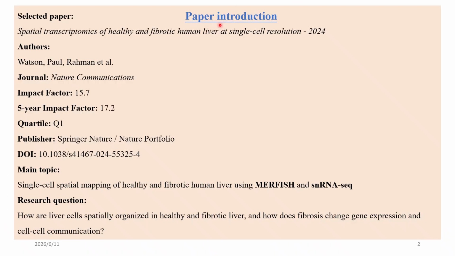This slide gives the basic information about our selected paper. The title is Spatial Transcriptomics of Healthy and Fibrotic Human Liver at Single Cell Resolution. This paper was published in 2024 in Nature Communications, and the research question is, how are the liver cells spatially organized in healthy and fibrotic liver, and how does fibrosis change gene expression and cell-cell communication?